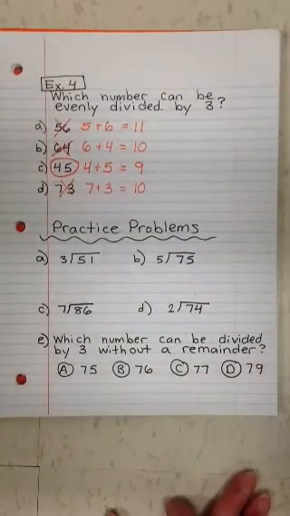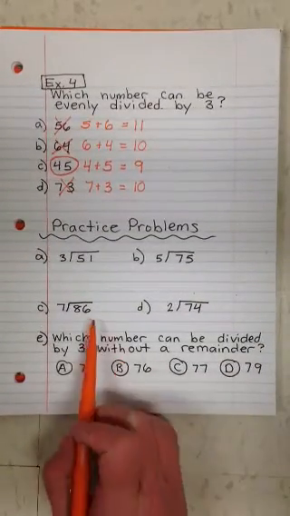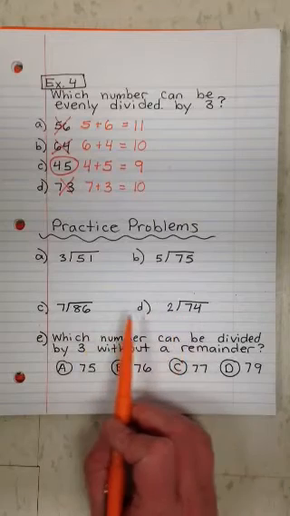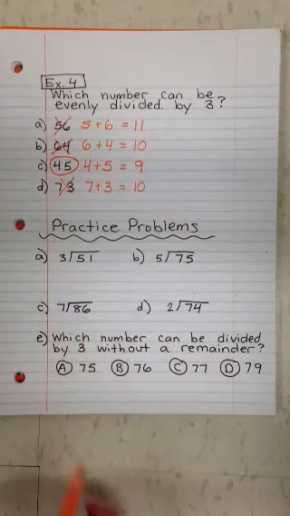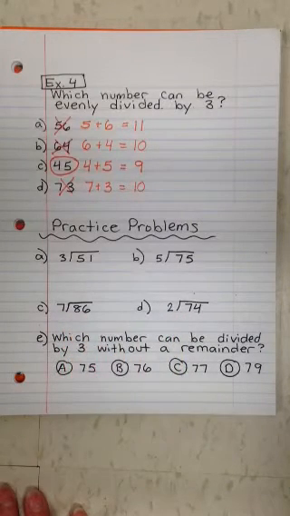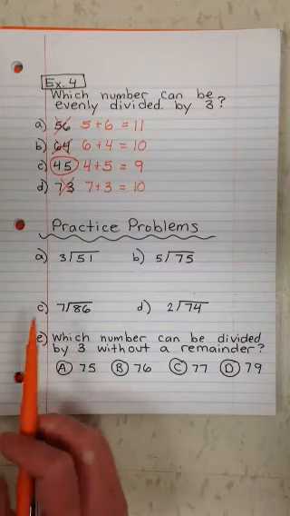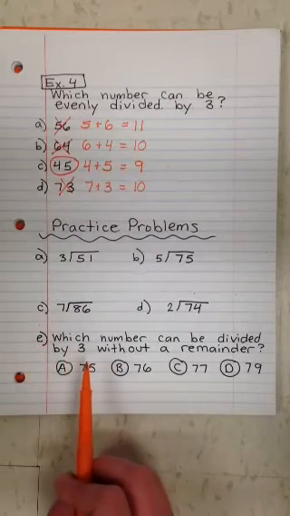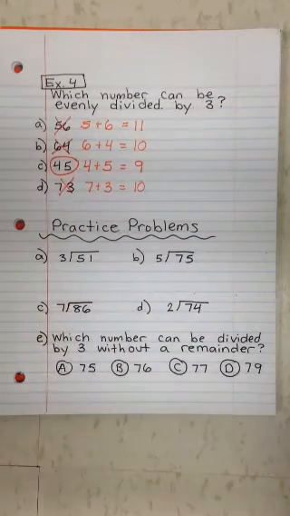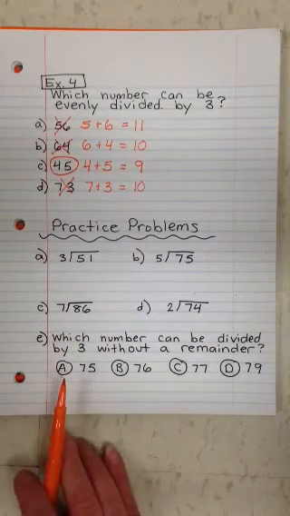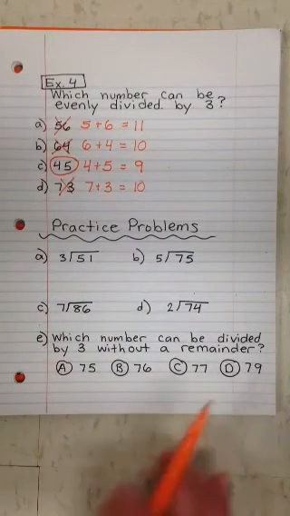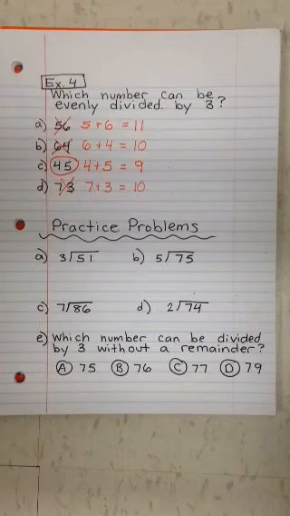Here are some practice problems for you. I didn't leave a lot of room here for the long divisions, so when you write them in your notebook, you're going to want to give yourself some more space. And then for letter E, you're going to get a chance to practice your divisibility rule for 3s by finding which of these 4 numbers can be divided by 3 without a remainder.